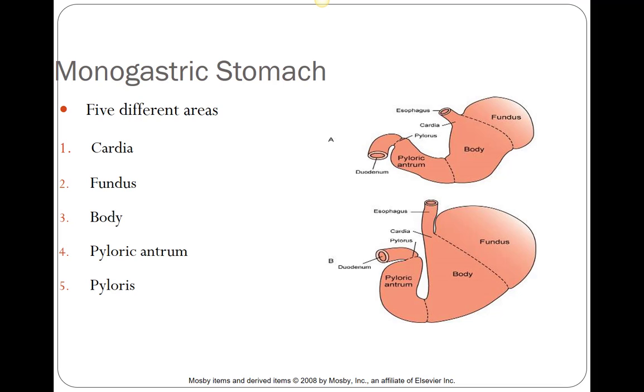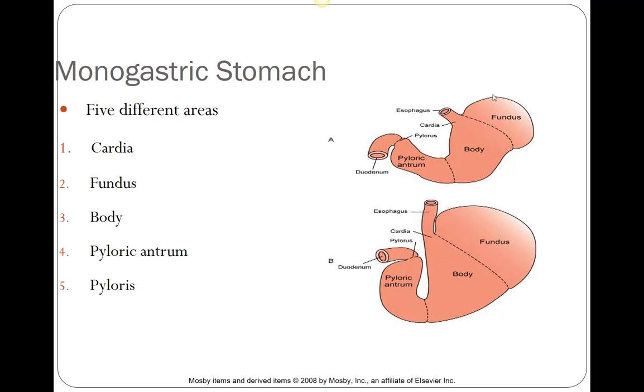Monogastric, so these are animals with simple stomachs. They have 5 different areas. When we look at a simple stomach animal or monogastric, you have the cardia, which is right where the esophagus comes in, and it's called the cardia because it's right next to the heart. If you get any type of indigestion in this area, the reason why we call it a heartburn is it makes it feel like your heart's burning because it's right here in this area of the cardia.